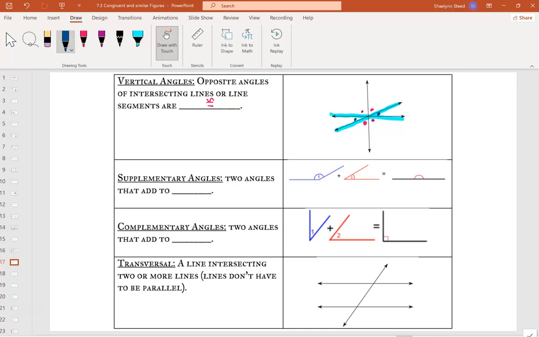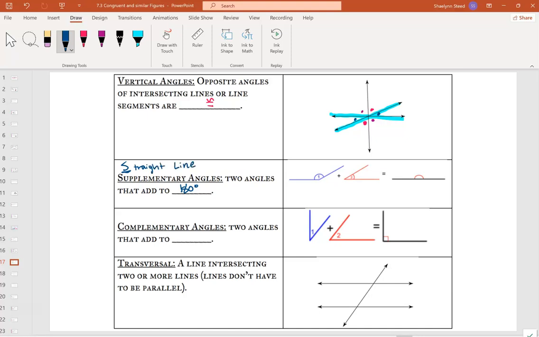All right, let's talk about supplementary angles. Supplementary angles are any 2 angles that add to a straight line. Now, how many degrees is a straight line again? If you said 180, you're killing it. So 180 degrees is that straight line. Now, I like to think of supplementary as S for straight line.